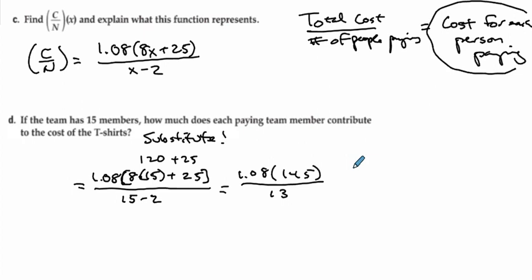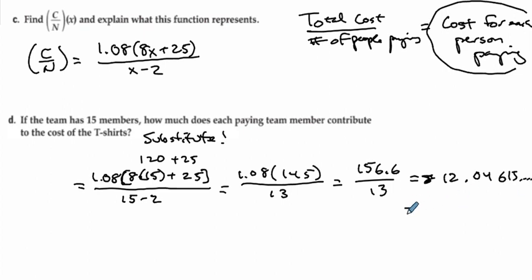And then this is just a calculator problem, as I like to say. So we're going to go 1.08 times 145, which gives me 156.6. I'll just write this to show the intermediate steps, divided by 13. Now we're going to divide by 13, and this is the number you get: 12.04615, and it just keeps going.